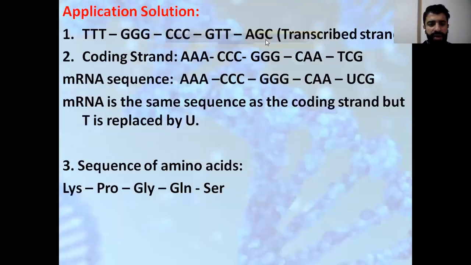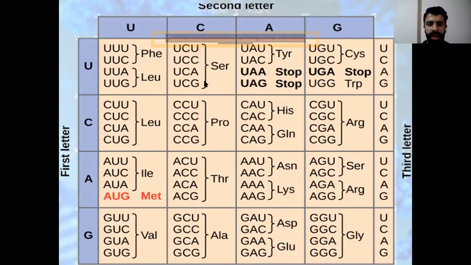So let's see here first. We have AAA. Where is AAA? The first letter is A, we start here. Here is the first letter, here is the second letter, and here is the third letter. So we move like, for example, a puzzle here: first, second, third. AAA. First letter is A, second letter is A. It's LYS.